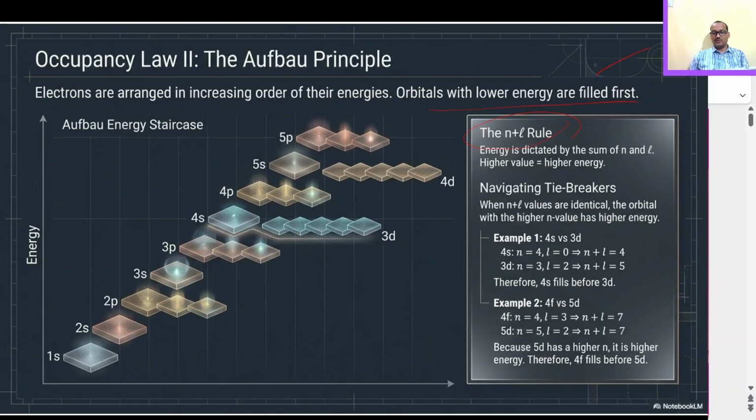Suppose we take the example of 4s and 3d. For the 4s orbital, n equal to 4, L equal to 0, so the n plus L value is 4. And for 3d, n equal to 3 and L equal to 2, so n plus L is 5. The one with the higher n plus L value will have higher energy. So 3d here will be of higher energy.